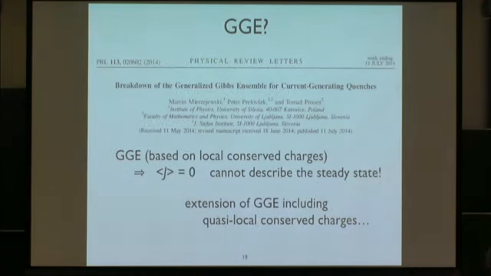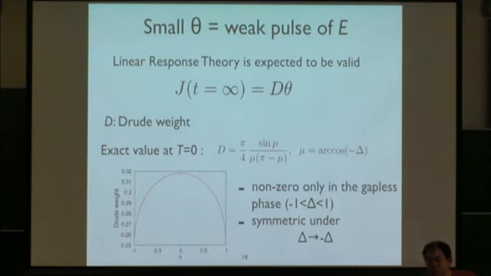Before comparing to the numerical result, you might wonder if GGE can be applied to this problem. Sorry, my question was, this was a linear response result, where you get the same value of D for minus delta, but in previous slides you had... I'm coming to that point.